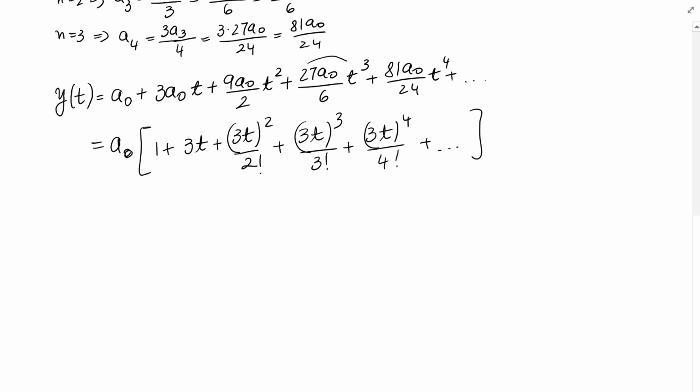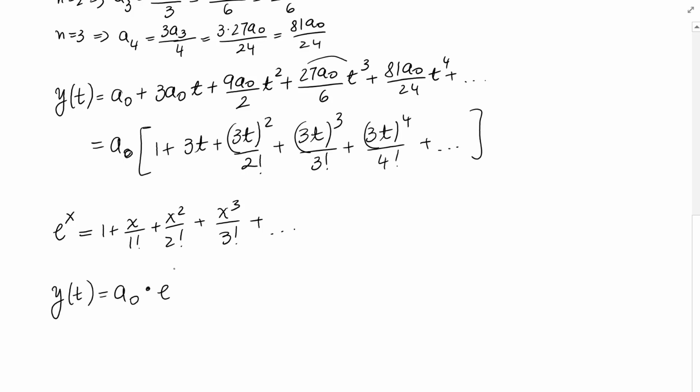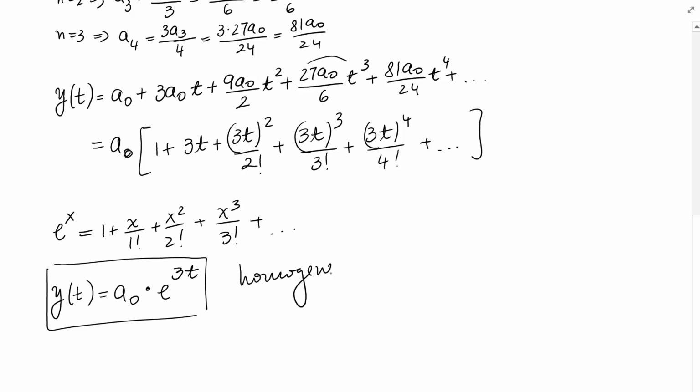So when I take a look at this one, I remember the expansion of e to the x. e to the x is 1 plus x over 1 factorial, plus x squared over 2 factorial, plus x cubed over 3 factorial, and so on. So taking a look at our expansion, we could say that y of t equals a naught times e to the 3t. So we actually found the homogeneous solution.